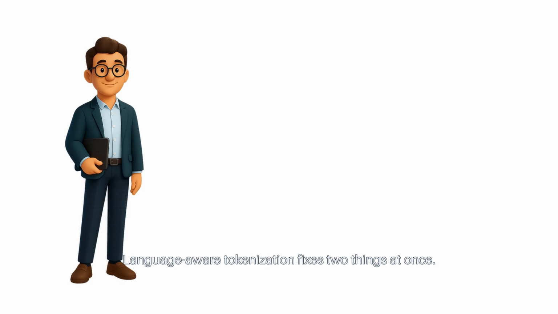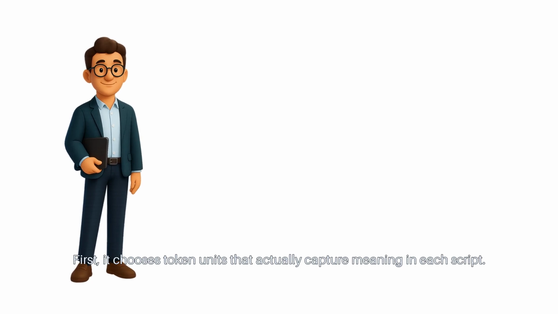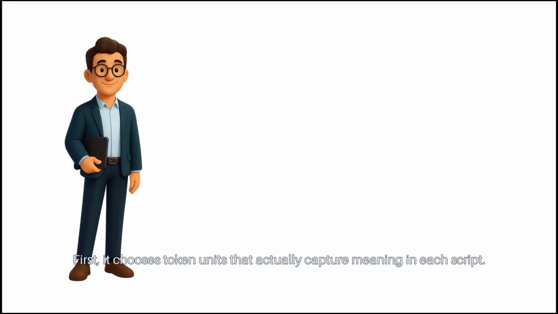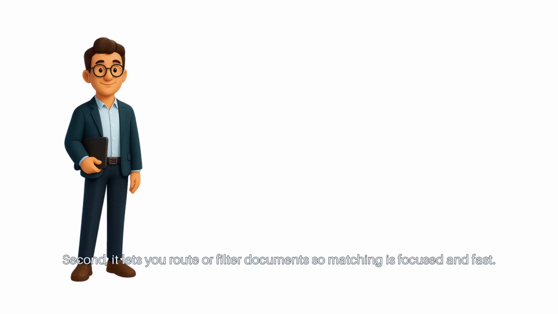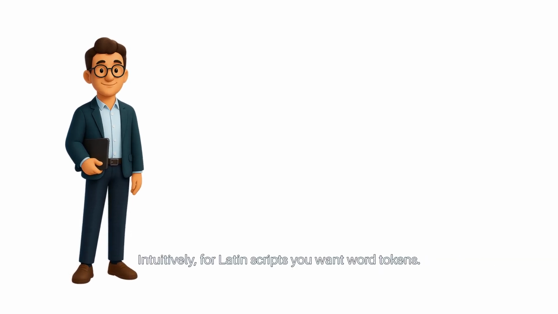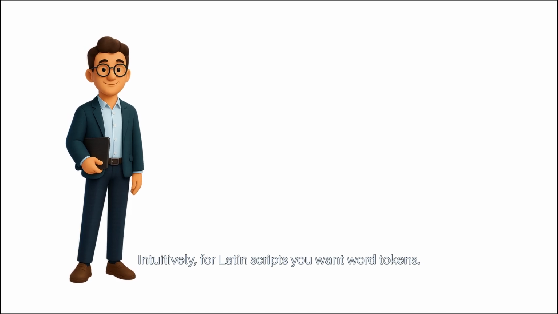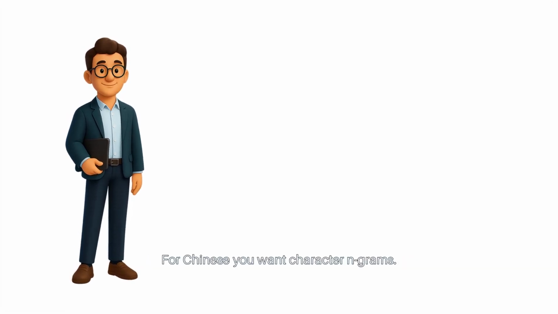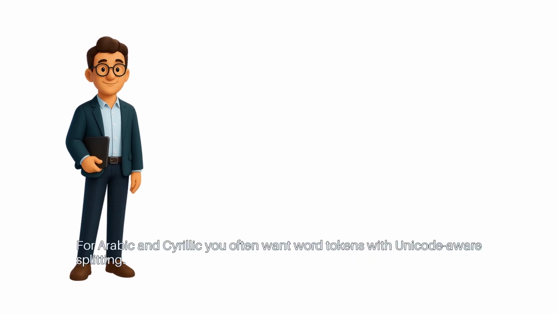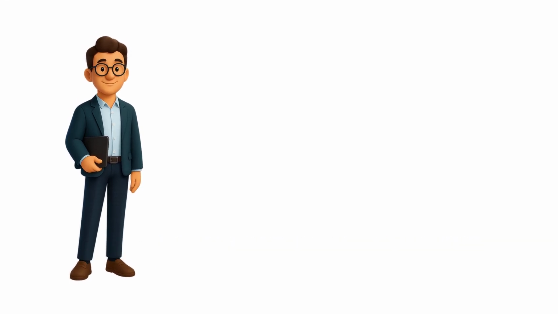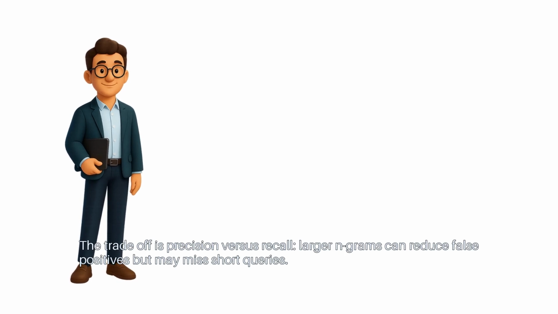Language-aware tokenization fixes two things at once. First, it chooses token units that actually capture meaning in each script. Second, it lets you route or filter documents so matching is focused and fast. Intuitively, for Latin scripts, you want word tokens. For Chinese, you want character n-grams. For Arabic and Cyrillic, you often want word tokens with Unicode-aware splitting. The trade-off is precision versus recall. Larger n-grams can reduce false positives, but may miss short queries.